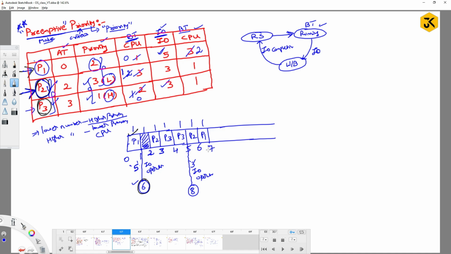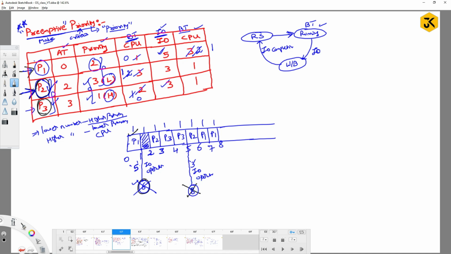By the completion of 7 units, what are the process available for us? Again P1 and P2 only. Given chance to P1, so left with 1 unit. That will be done by 8. Guys, this is done. By the completion of 8 units, P3 is readily available for us.